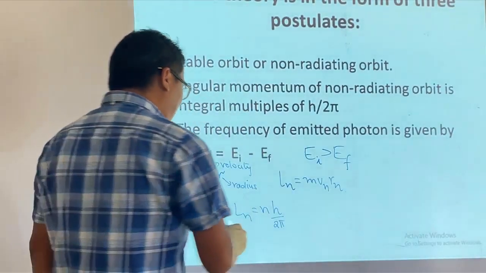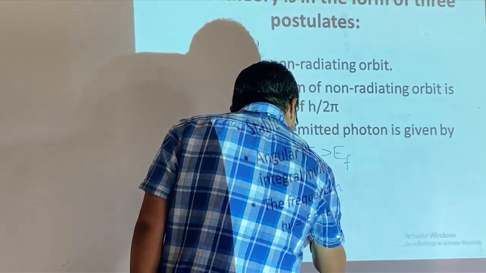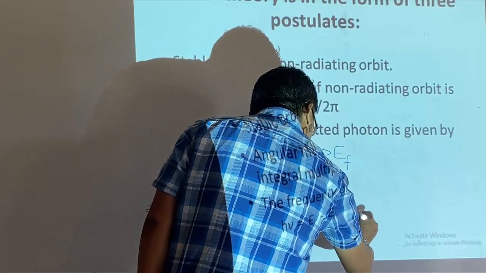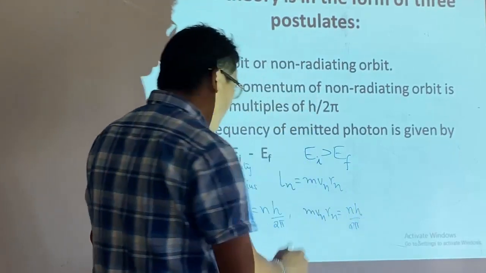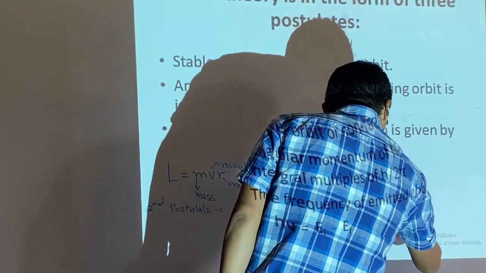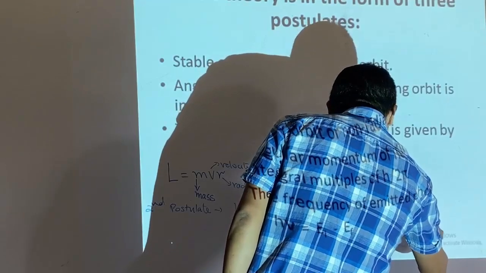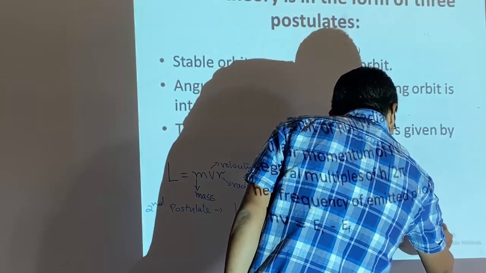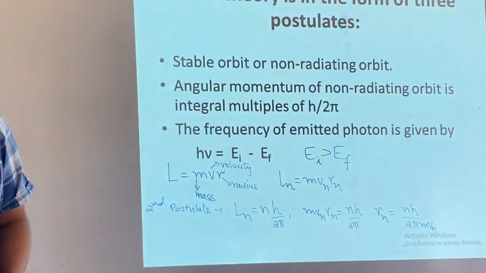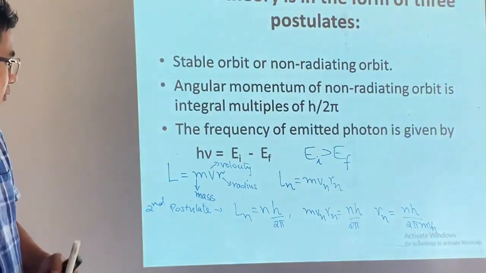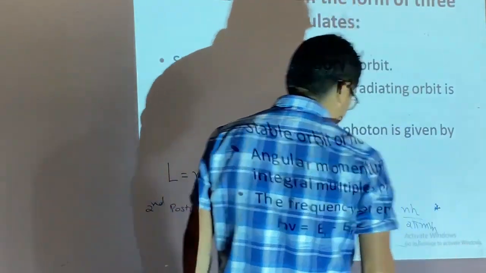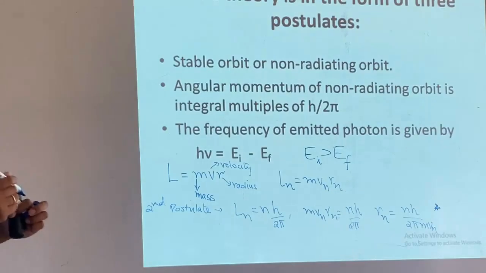Having this, I can now say that m v_n r_n must be written as n h divided by 2 pi, and r_n can be written as n h divided by 2 pi m v_n. This is the radius of an orbit. I'll just put a star on it.